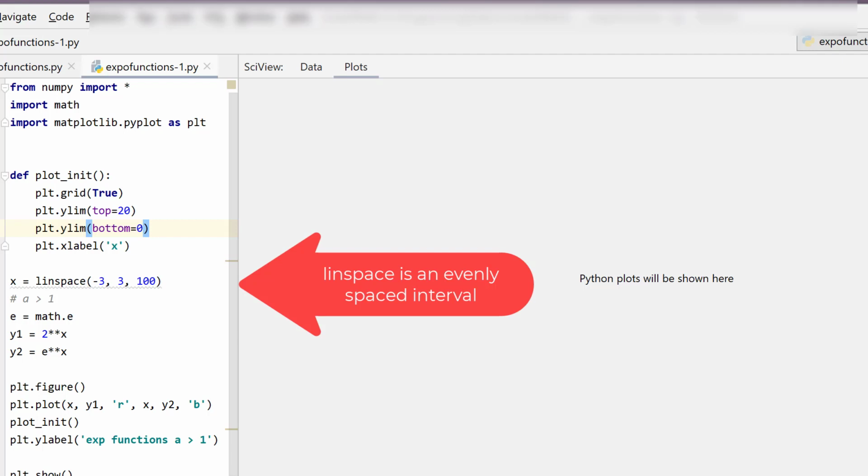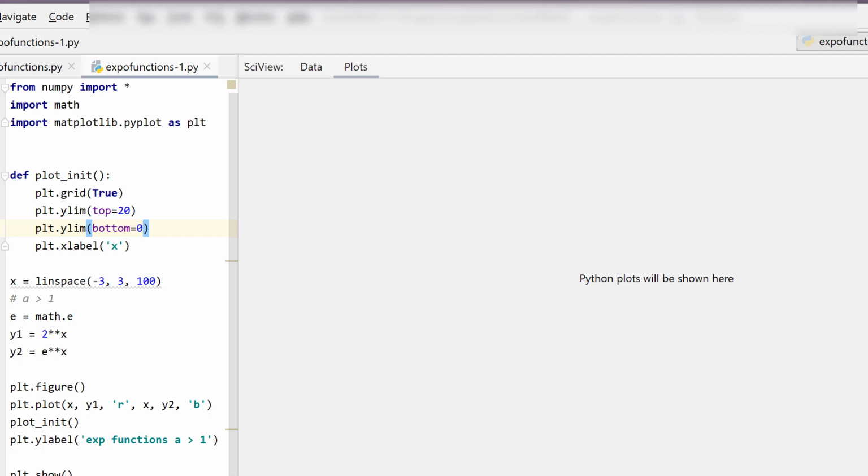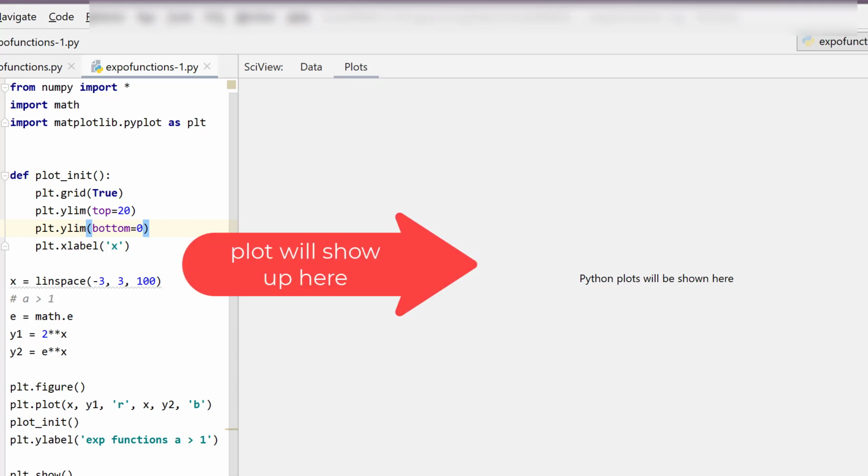So what is that saying? That's saying that in the x direction, I'm going to go from -3 to +3, and I'm going to have 100 points. The constant that we talked about earlier, which is around 2.7128, okay? Then I define my first equation, y1 as 2 to the power of x, y2 is e to the power of x. Then I set a plot figure, and I plot x, y1 in red and x, y2 in blue.